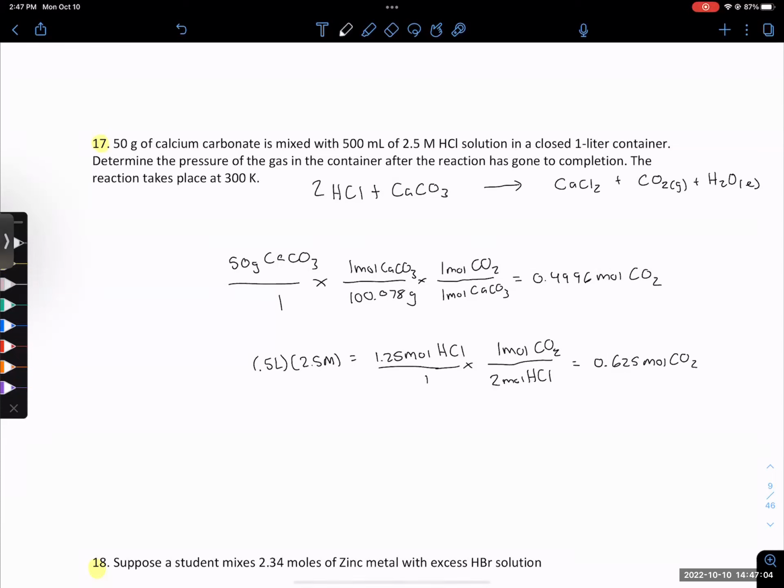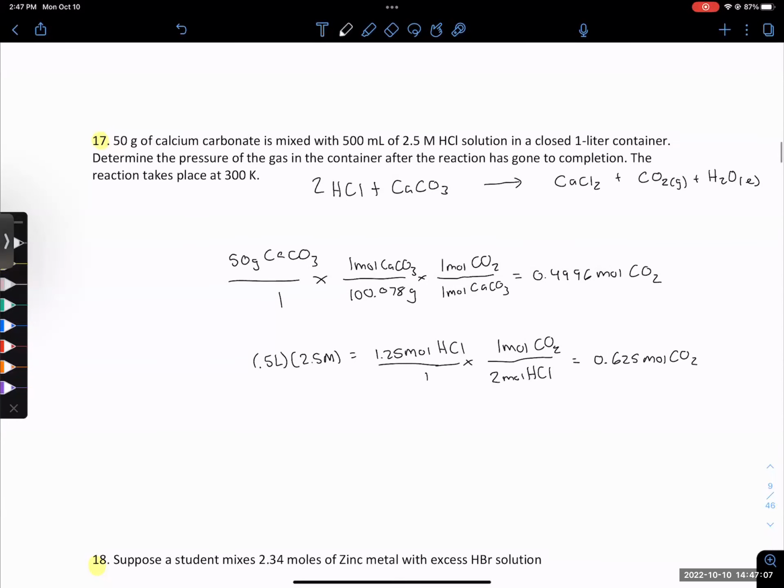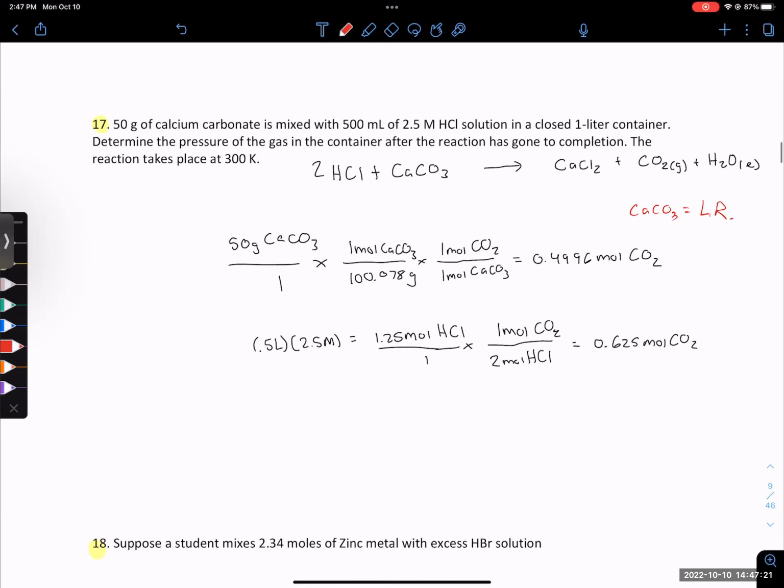moles of CO2. Which one is the limiting reactant, calcium carbonate or hydrochloric acid? Calcium carbonate, right? So let's just say CaCO3 is our limiting reactant, and you can just cross out this bottom portion so we don't get that mixed up.